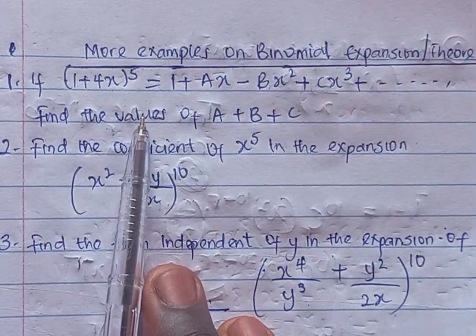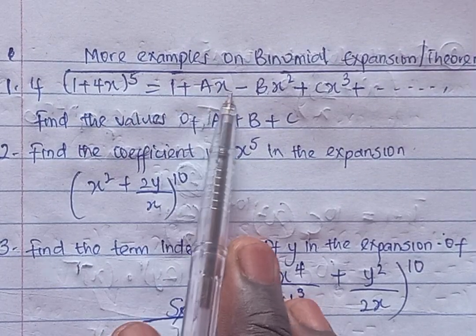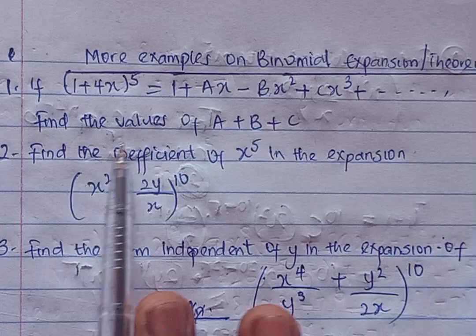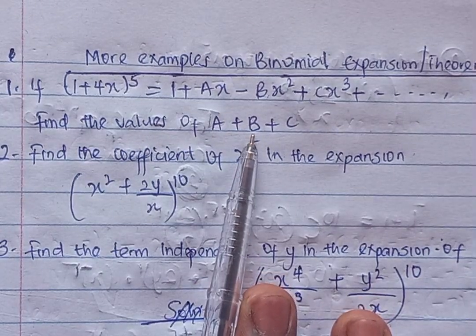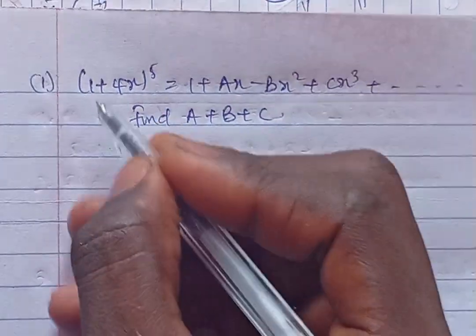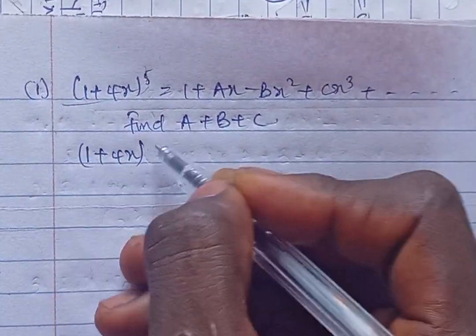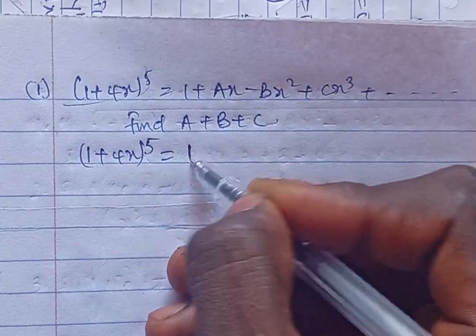They say if (1 plus 4x) raised to power 5 is equal to 1 plus ax minus bx squared plus cx cubed, they now ask us to find the value of a plus b plus c. Okay, so what are you going to do? You are going to expand this bracket first. Okay, (1 plus 4x) raised to power 5 is equal to what?